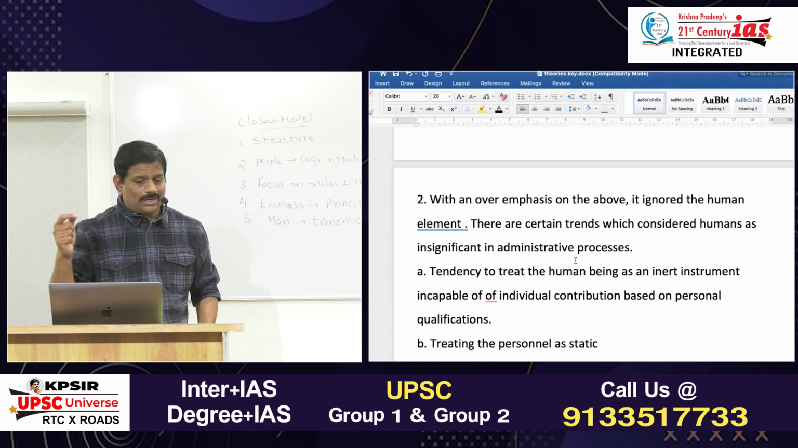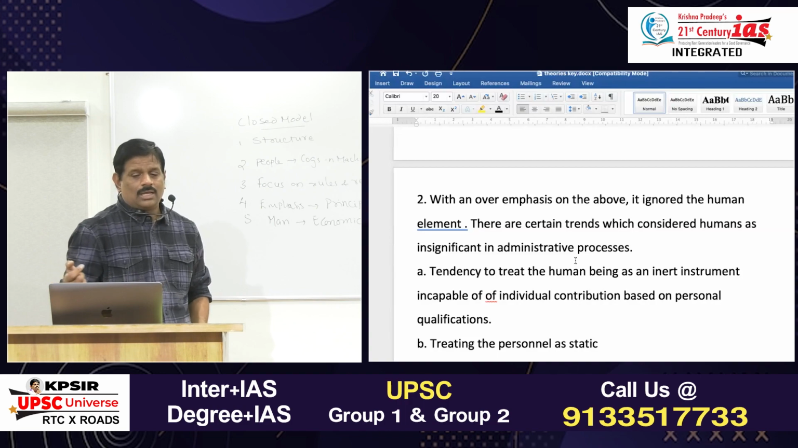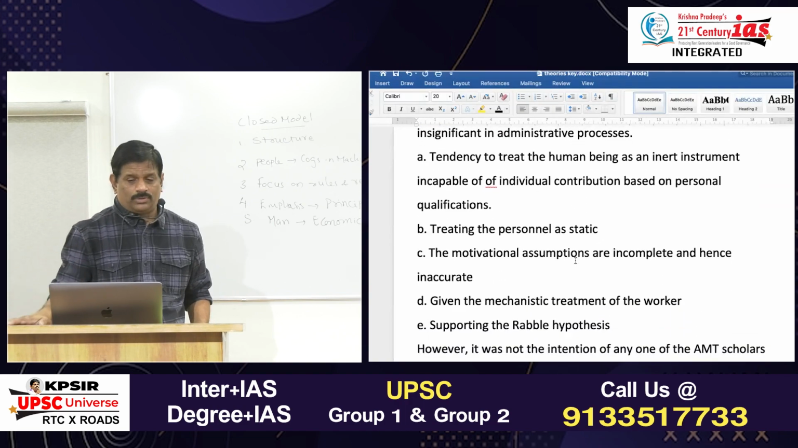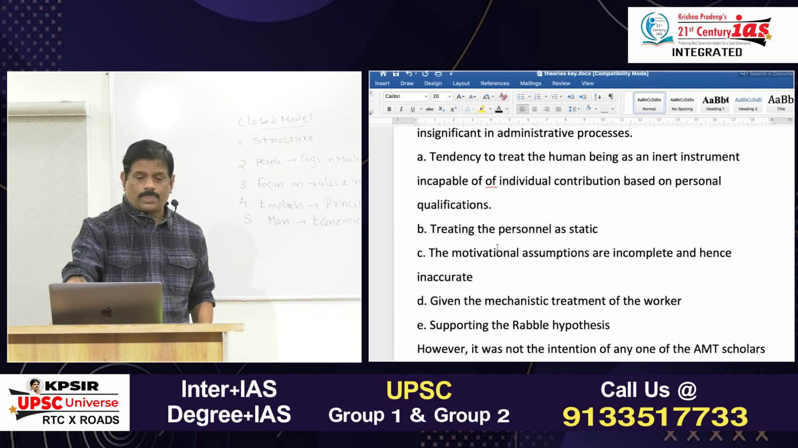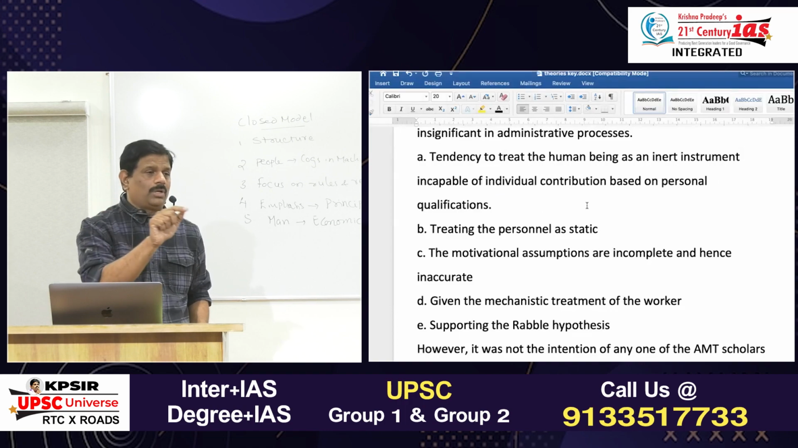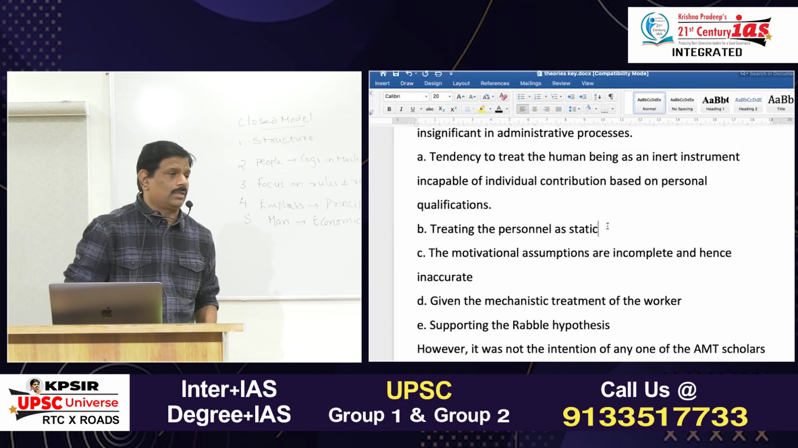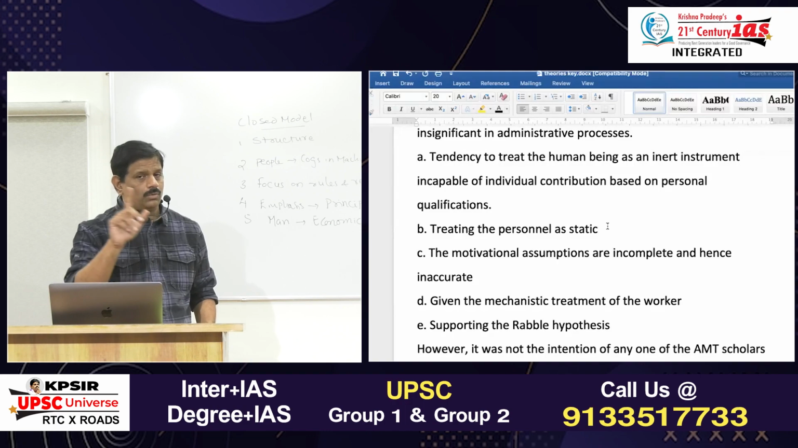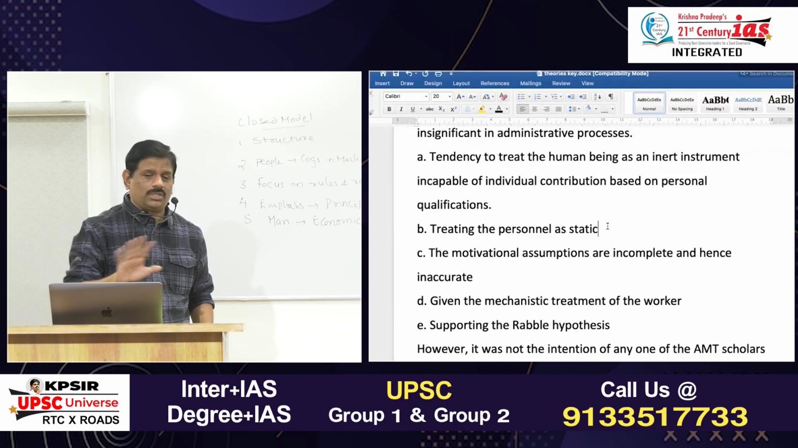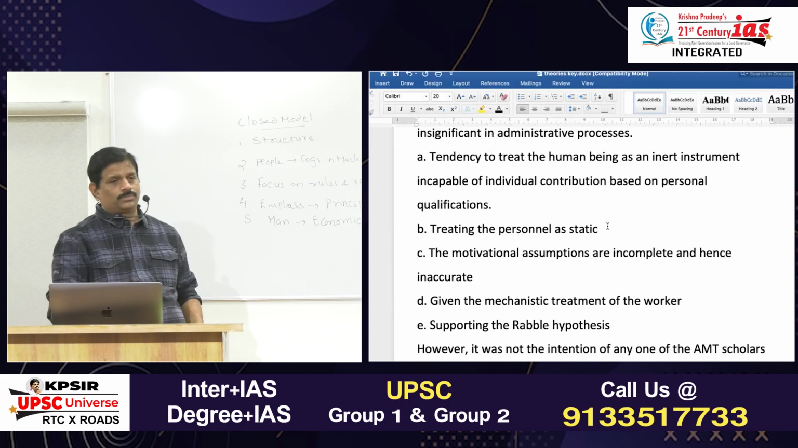So there are certain trends which consider humans as insignificant in the administrative process. Like the tendency to treat the human being as an inert instrument, incapable of individual contribution based on personal qualifications. And treating the personnel as static. People are treated as static but not dynamic. Because if you give them certain work, they have to do the work as directed, like a machine. That is the static nature of the people.